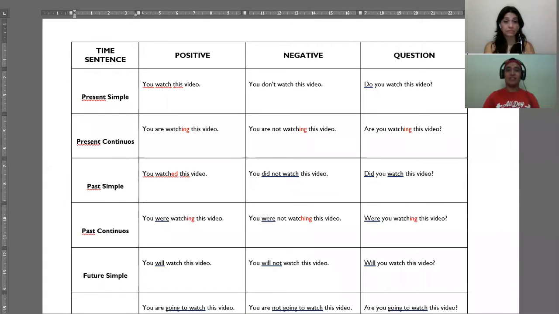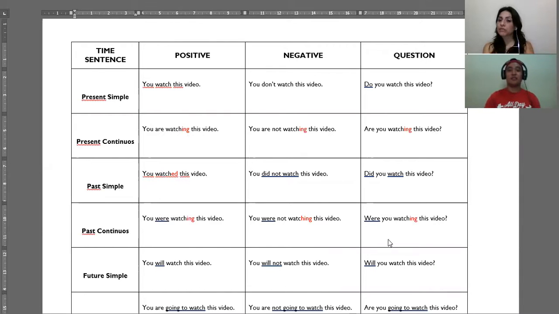Okay, I have it, but I don't understand why, for example, in present continuous I use "watching," and that is okay. But here, for example, I am using the past simple: you did not watch, and it is not "watched." Why?